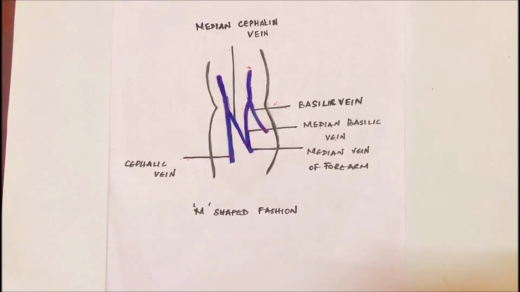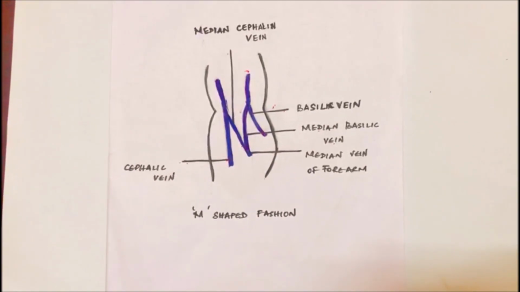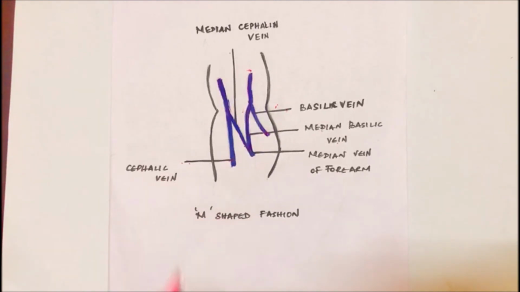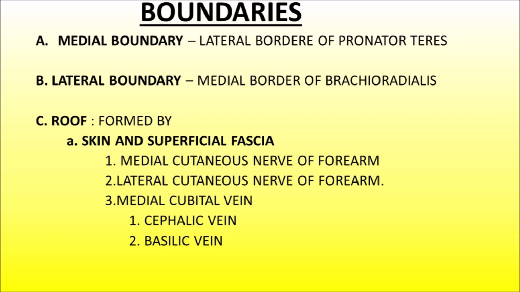Now, I'll be talking about the applied anatomy. The vein is fixed by the perforator vein, and the cephalic vein is referred. Let us start with the boundaries.